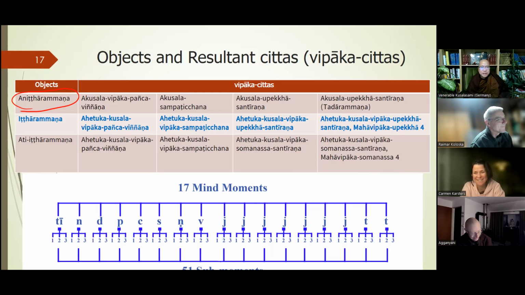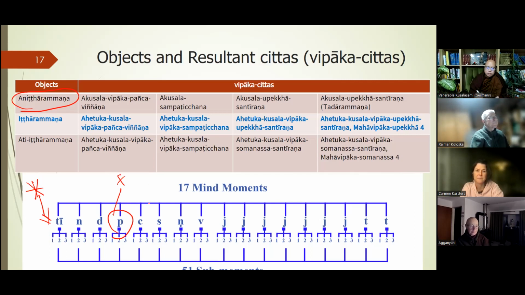This is an undesirable object. If it is an undesirable object, it is connected with this thought process. And in pancadvaravajjana, there is only one, no choice. Pancadvaravajjana is a function, a rootless function. Cakkhuvinnana is also a resultant. Sampaticchana is also a resultant.